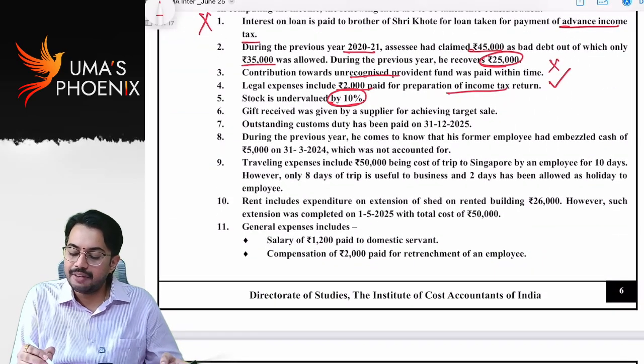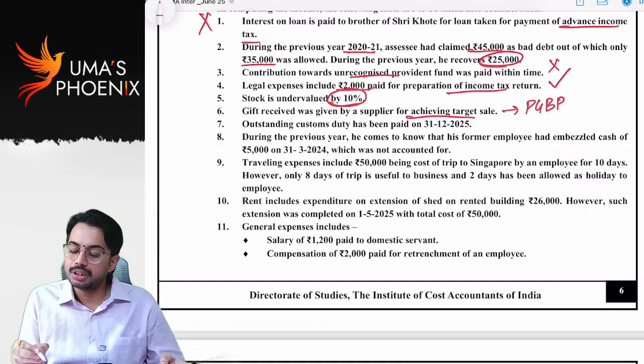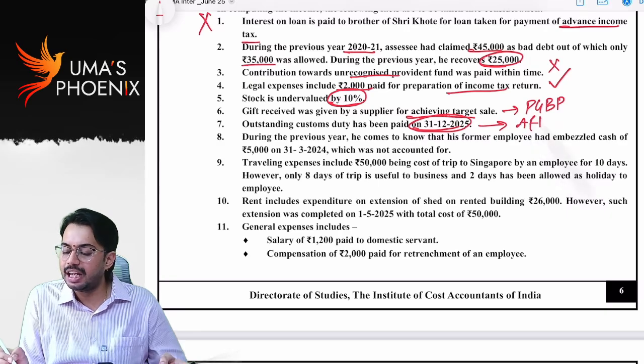Gift received was given by a supplier for achieving target sale. This is taxable under PGBP, no problem. Outstanding customs duty paid on 31st December after ITR due date, not allowed as deduction.